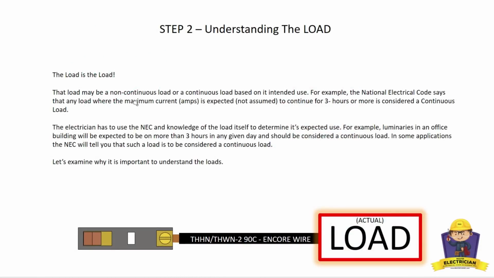All right, so the load may be a non-continuous load or a continuous load for whatever its intended use. For example, the National Electrical Code says that the load where the maximum current in amperes is expected, not assumed to be, but expected to be continuous for 3 hours or more, is considered a continuous load. Now the electrician has to use the NEC and knowledge of the load itself to determine its expected use. For example, luminaires in an office building will be expected to be on for 3 hours or more, day, night, what have you. It should be considered a continuous load.